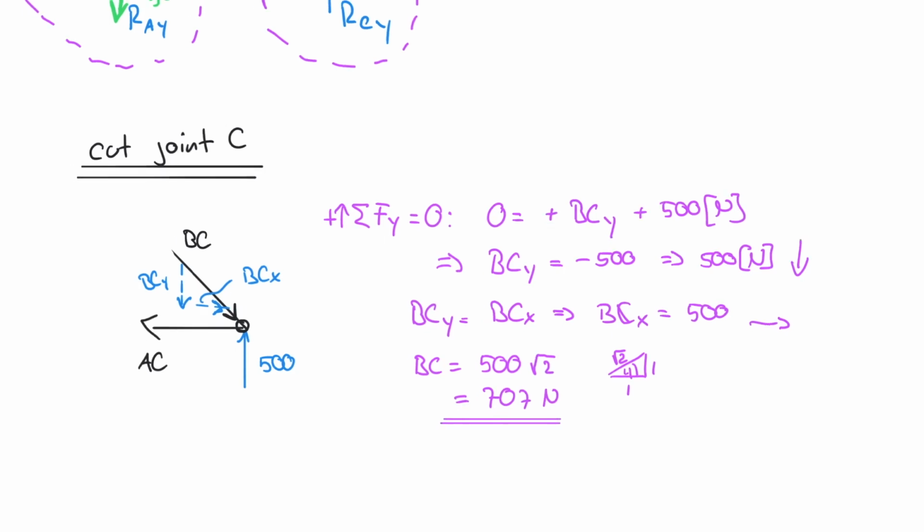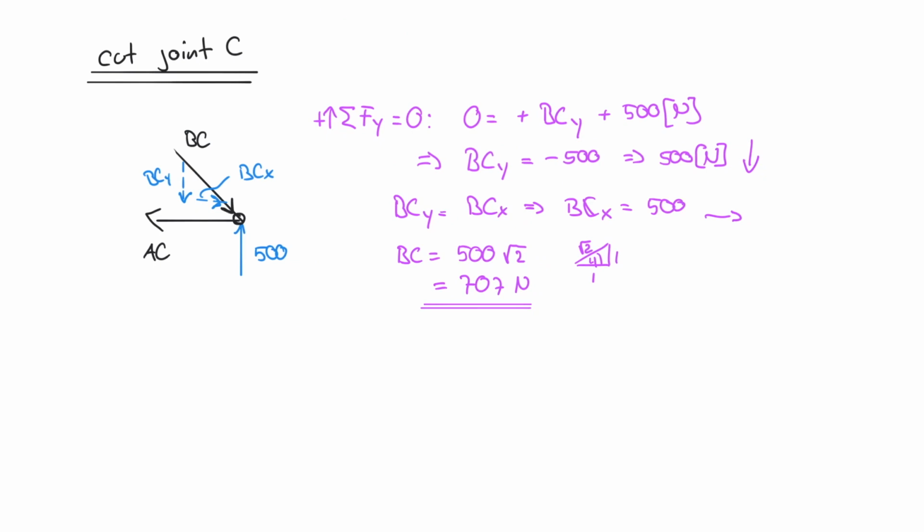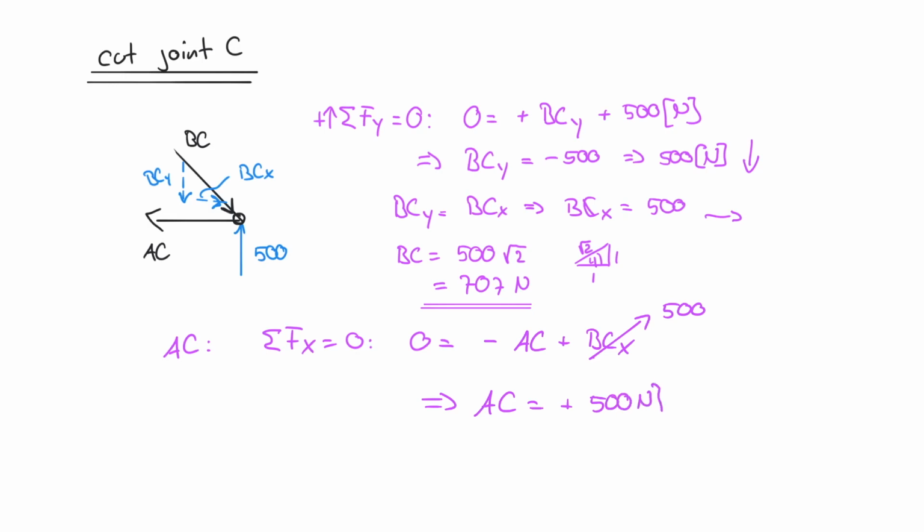And now I can move on to the next one, which is AC. So how do I calculate AC? AC I calculate by the sum of the forces in the x direction being equal to zero. And zero is equal to minus AC plus BCX, and keep in mind BCX is equal to 500, and therefore I know that AC is equal to positive 500 Newton in this case, and what that means is that we assumed the tension to be correct.